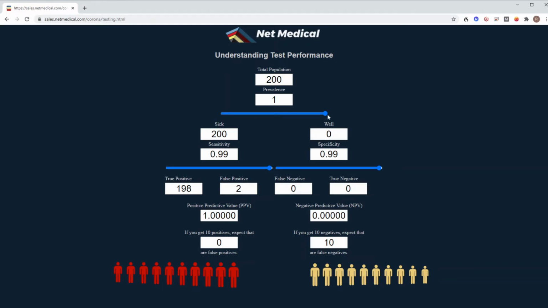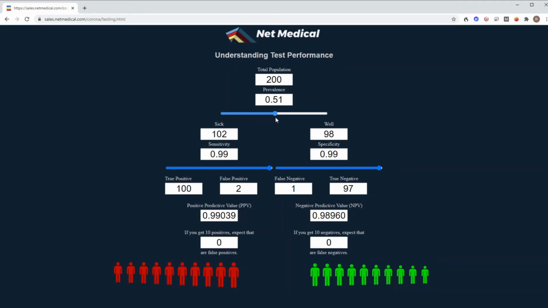Now I'm going to grab the prevalence, I'm going to slam it all the way to the other side. Okay, in this case, the prevalence of the population is 0. So we have 200 well people, and all our little people down here turn beige. And we know that if we got 10 positives, we should expect that all 10 of the positives we got are false positives, because we know that everybody's well. And that's really the core of the issue here, right?